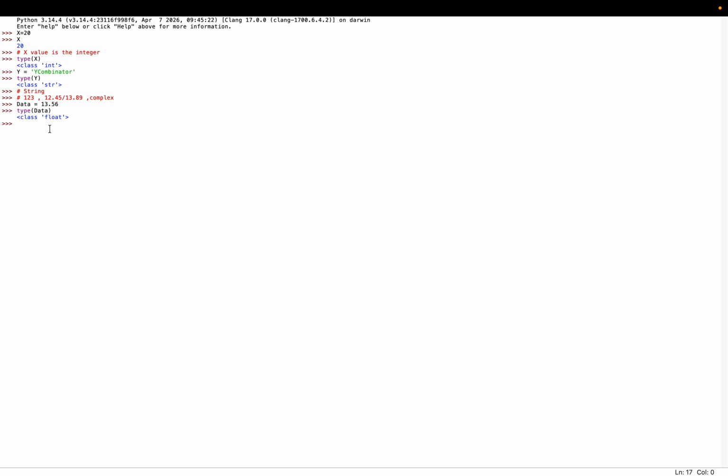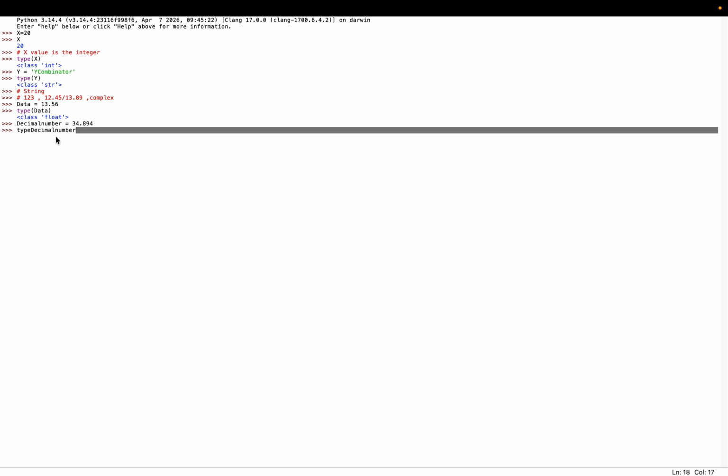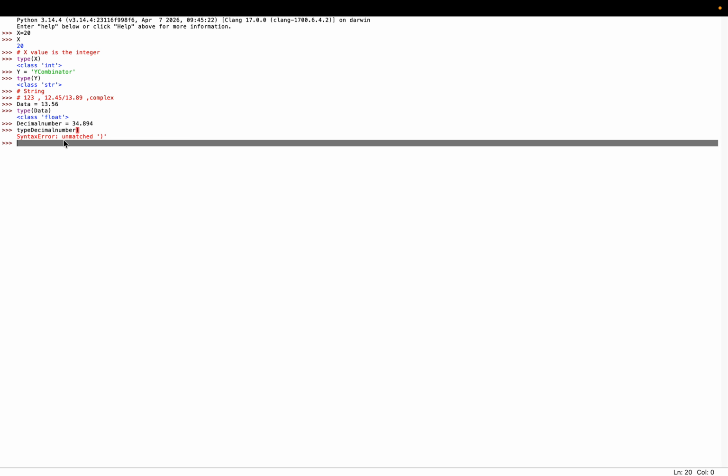You can mention decimal numbers. So I'm mentioning the name, decimal number, and I mention 34.689. Okay, and that you want to consider which one is a type. So you can write type and you can write the same thing, decimal number. Then you can close the bracket and enter.